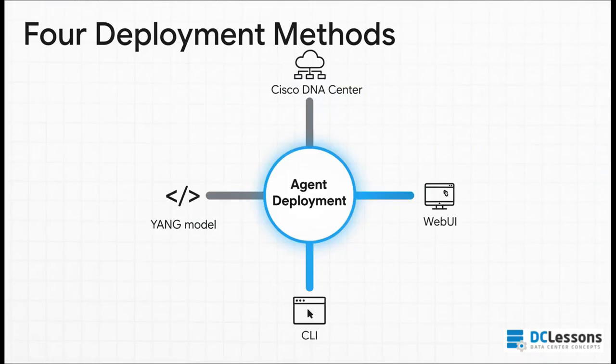So you've basically got 4 main ways to go, and each one is suited for a different kind of need. For big, automated rollouts, you've got Cisco DNA Center. If you just want to light up one device real quick, you can use the web UI. For all you scripters and command line gurus, there's the good old CLI. And for really deep, custom automation, you can even use the Yang model.